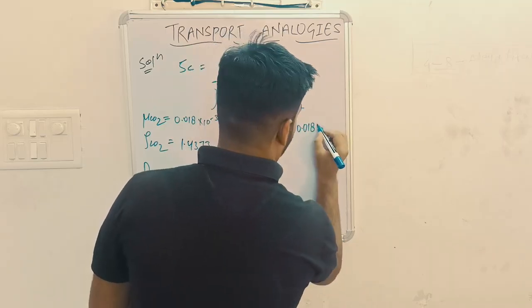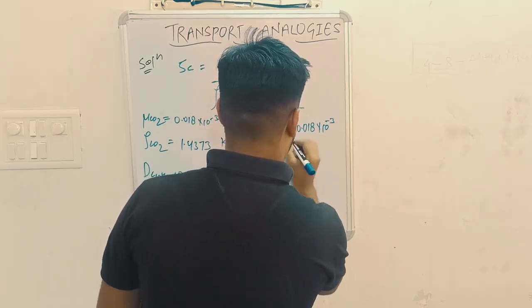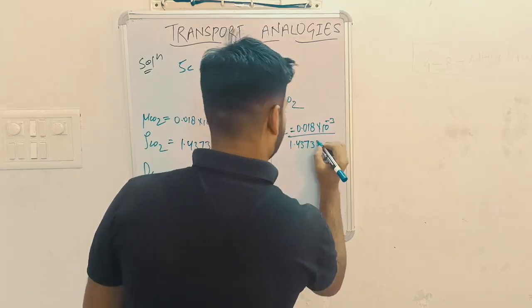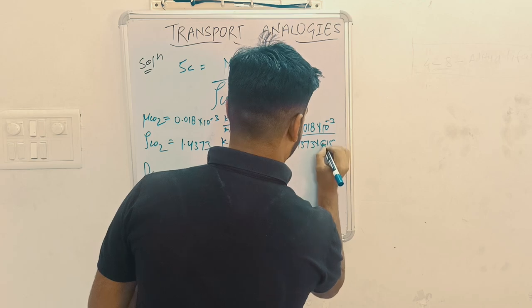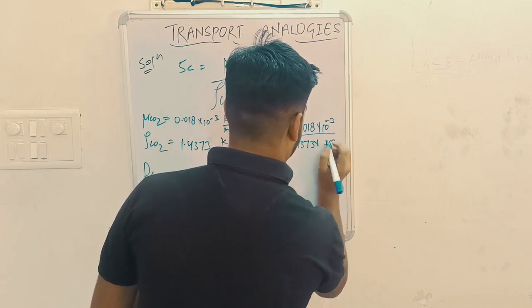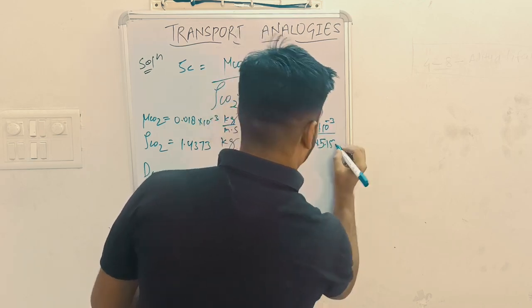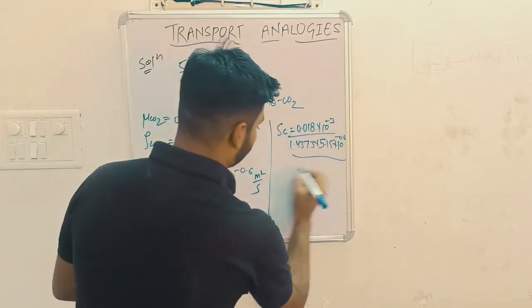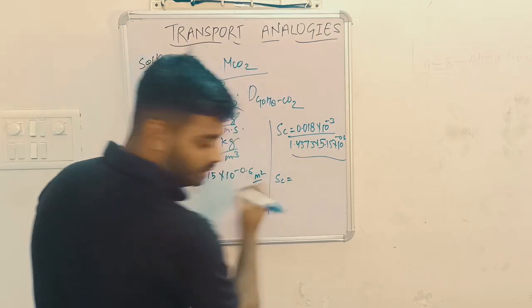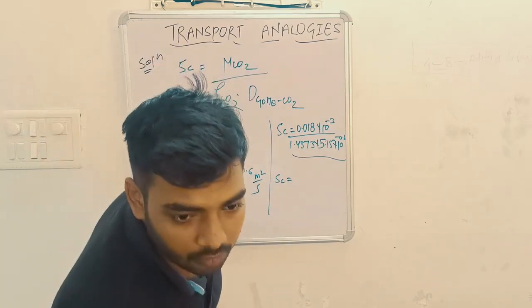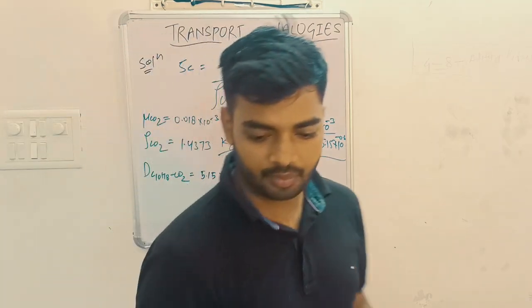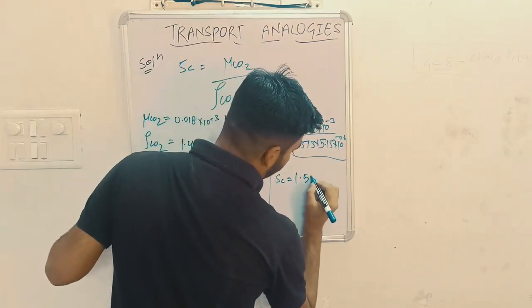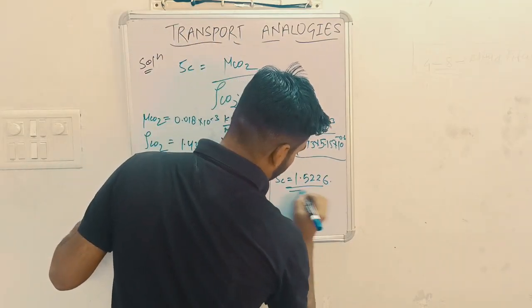0.018 into 10 power minus 3 divided by 1.4373 into 5.15 into 10 power minus 0.6. Solving this, we have the value of Schmidt number as 1.5226.